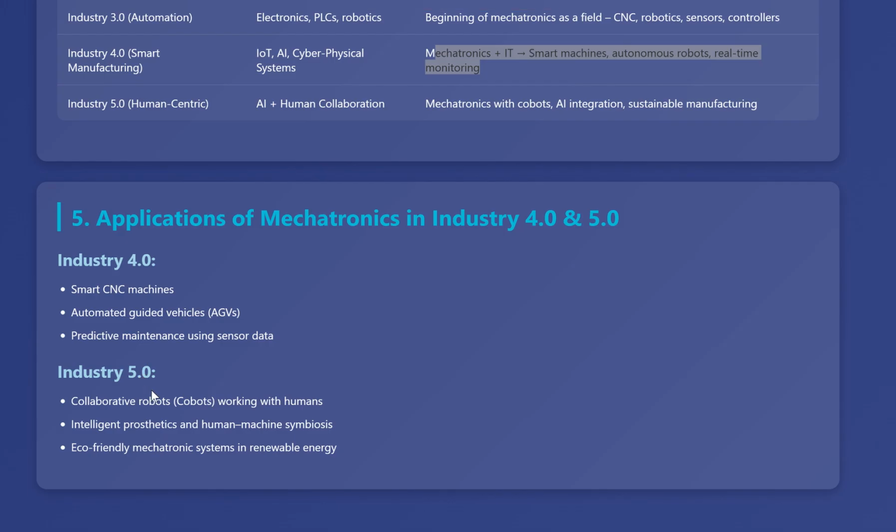We have Industry 5.0. You can use it in collaborative robots to work with humans. You can use it in intelligent prosthetics and human-machine symbiosis. That is in medicine. You can also use it in eco-friendly systems like renewable energy, where they are able to detect real-time data and give you real-time data. That is Industry 5.0 and Industry 4.0. They are key applications.